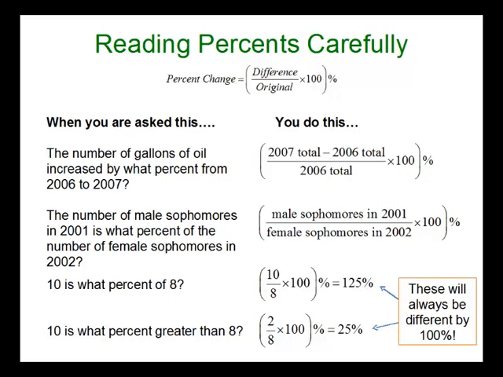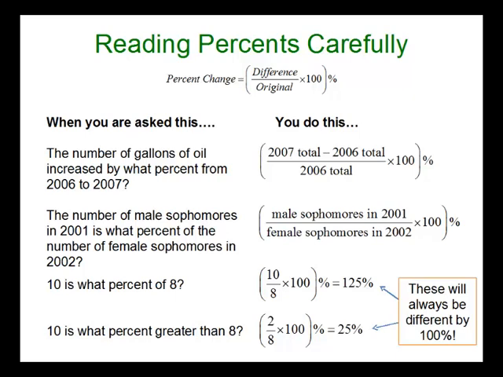The second one, number of male sophomores in '01, is what percent of the number of female sophomores in 2002. Well, that's kind of a strange question to ask, but it's fair game. Asking about male sophomores in one year, female sophomores in another. What goes in the denominator? When they ask for percent of, what follows the of is what goes in the denominator. Okay, and just calculate as before, set up a fraction, get your decimal once you plug that into the calculator, and then multiply by 100 to turn it into a percent.